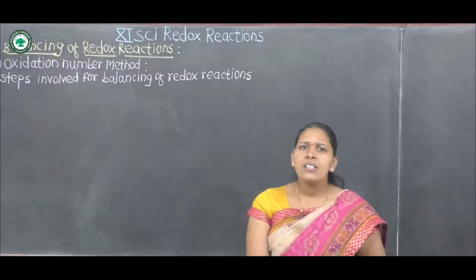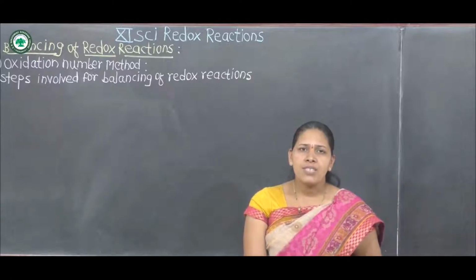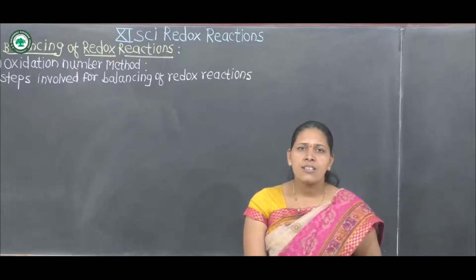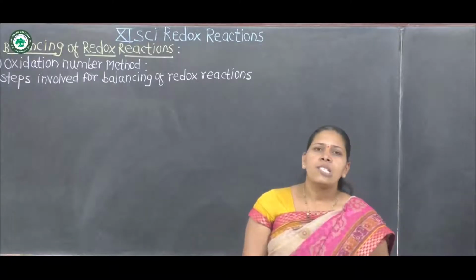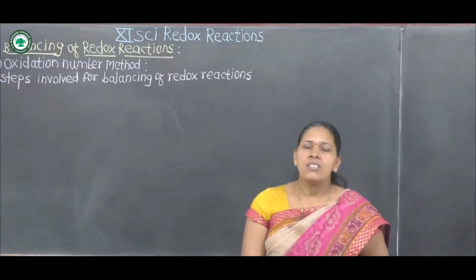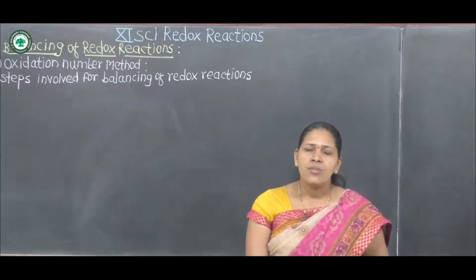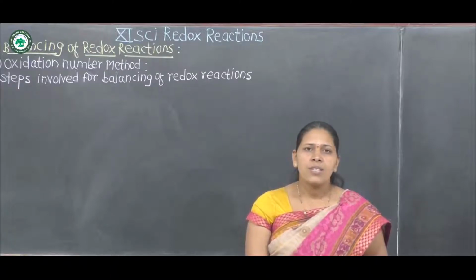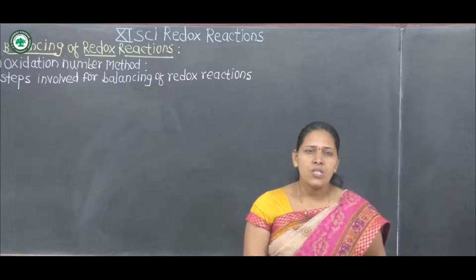We know that an increase in the oxidation number of any species is called oxidation, and a decrease in the oxidation number of any species is called reduction. So the second step of balancing a redox reaction is to assign oxidation numbers of all atoms in both reactants and products, so that we can determine which species undergoes oxidation and which undergoes reduction.